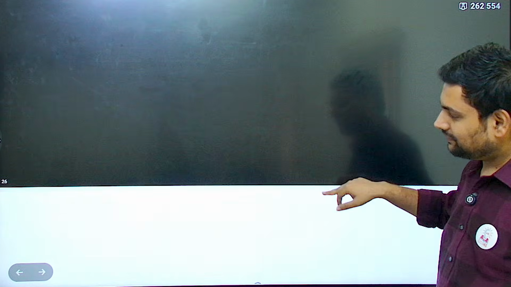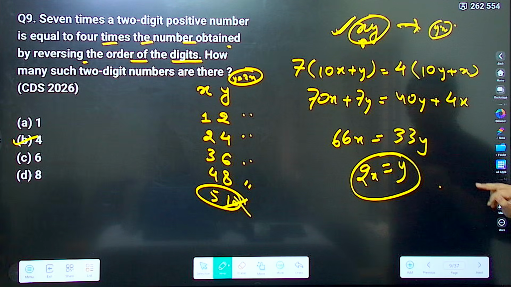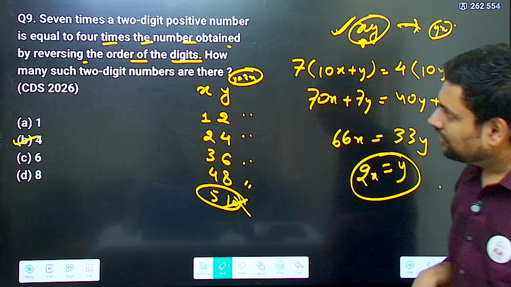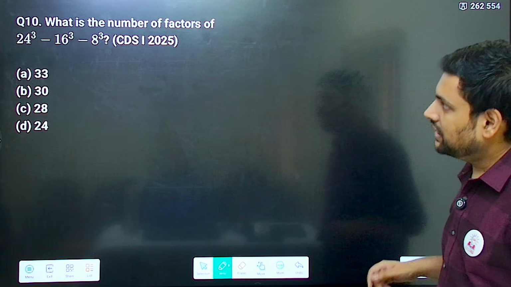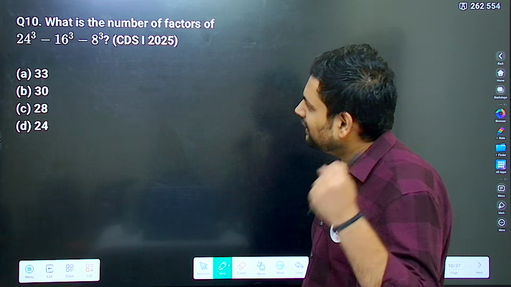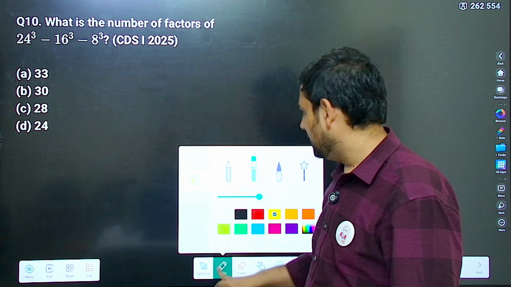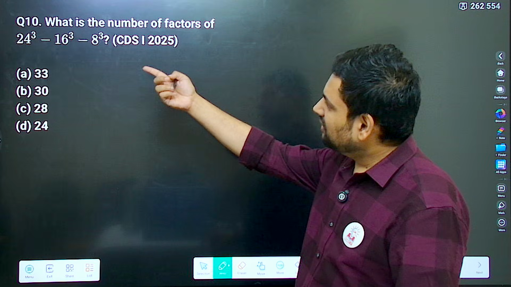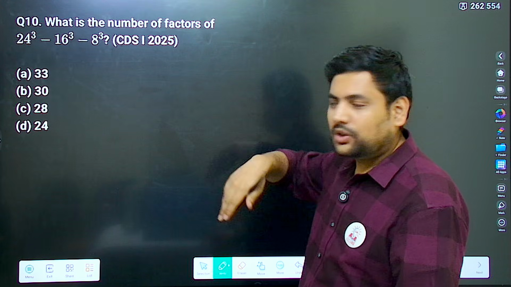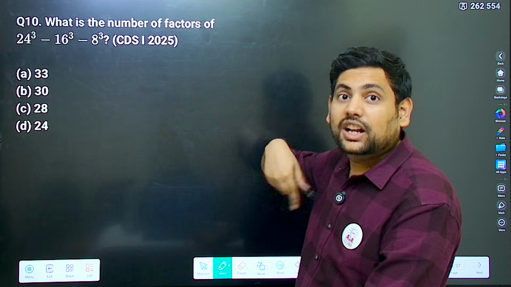Then now, a blank page means time for questions. Yeah, let's do this. What is the number of factors of this? Fairly easy. What do you think? 24 power 3, 8 power 3, 16 power 3. What will you do? First we'll make it beautiful.